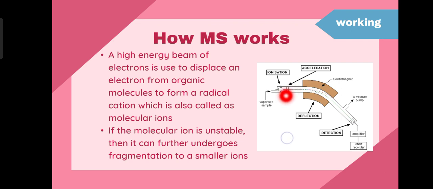Now these fragments are passed through the electromagnetic field, where depending upon the mass to charge ratio, they get deflected along a circular path. Meaning, the heavier molecules, or the molecules having high molecular weight, will be deflected at a lower pace, whereas the lighter molecules will be deflected at a faster pace. Further, the signals will be amplified, analyzed and detected by the detectors.